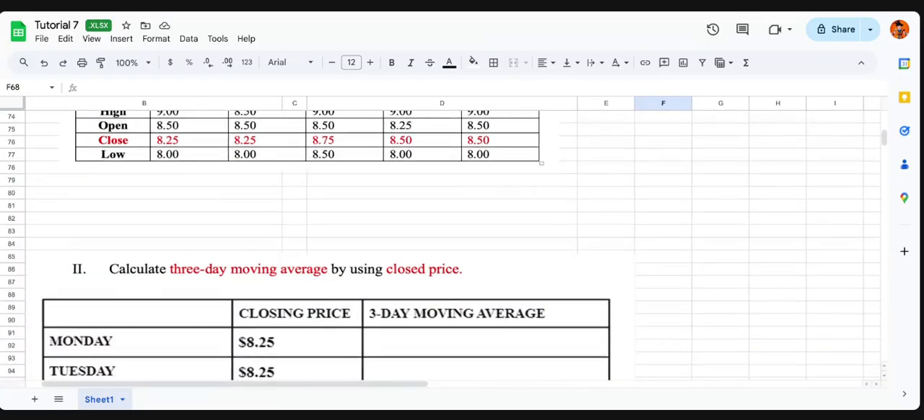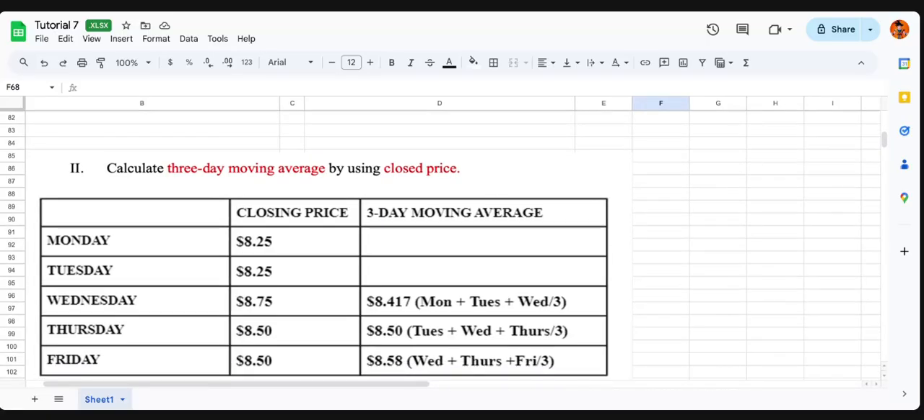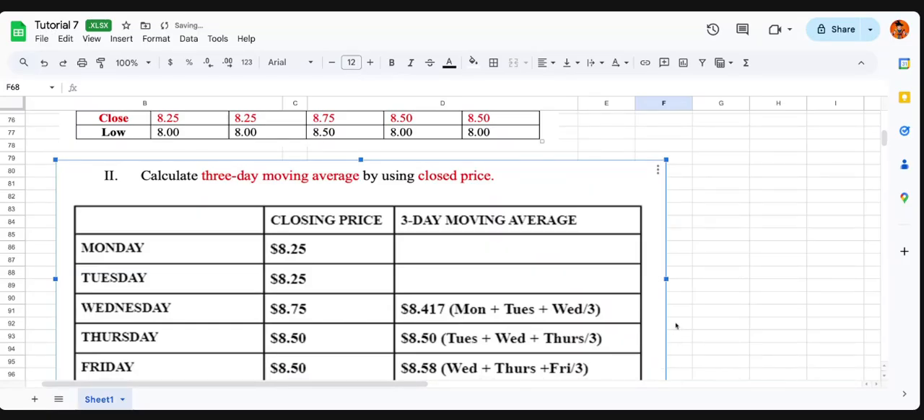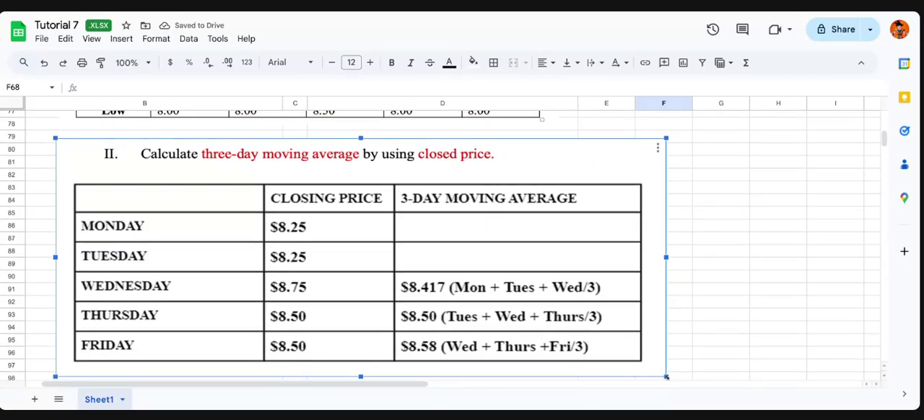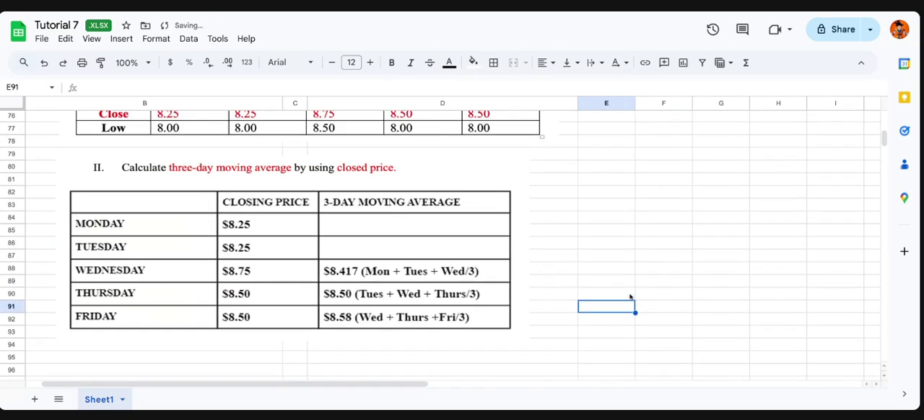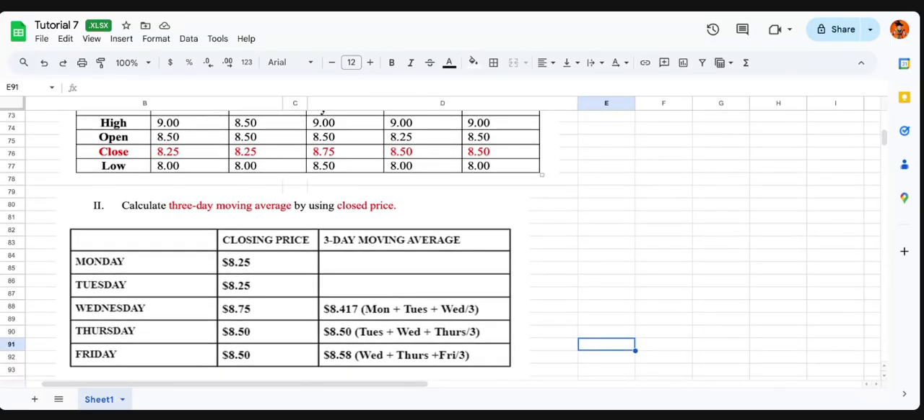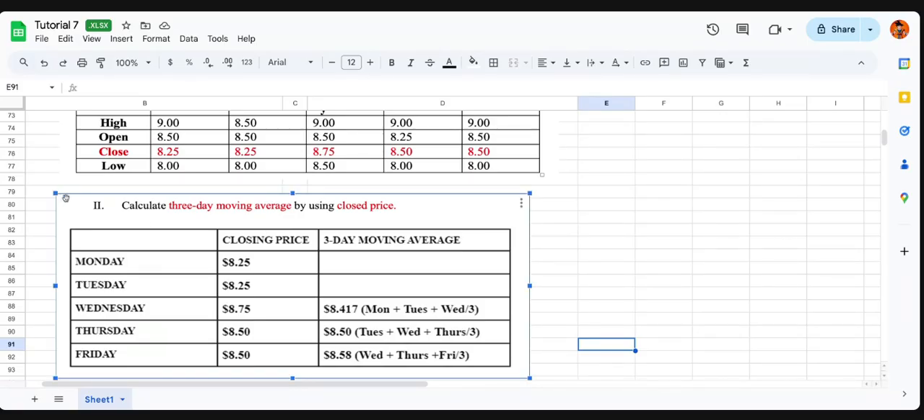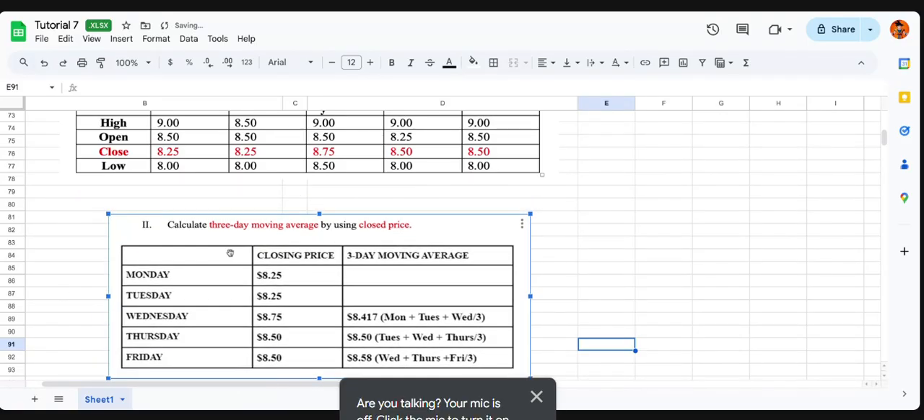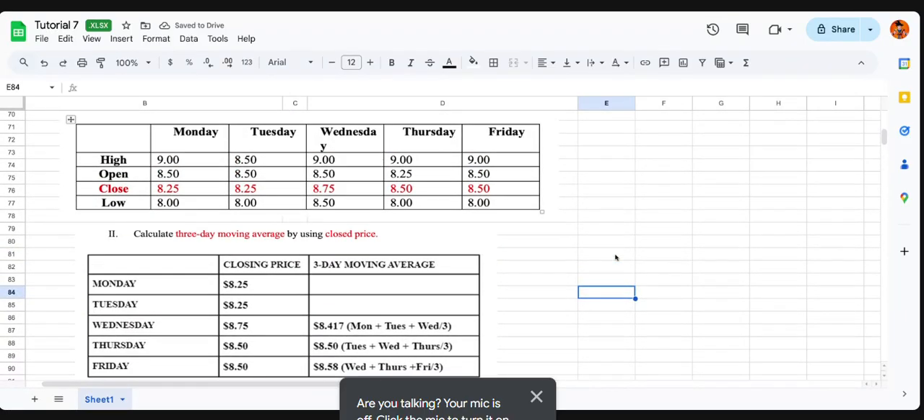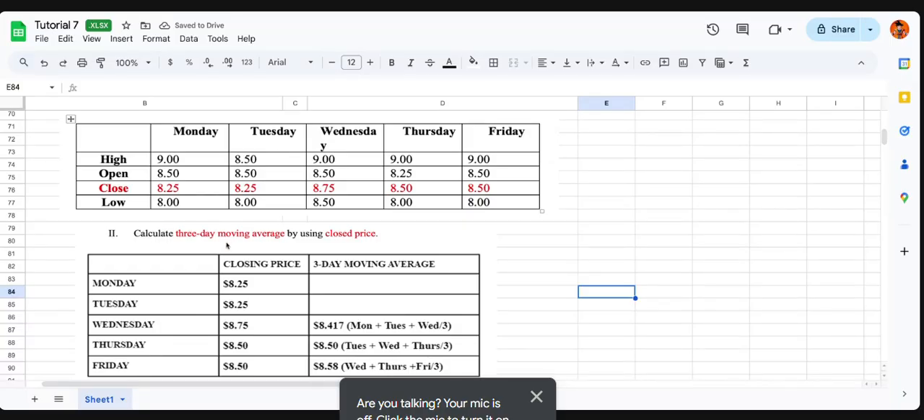The next part of the question asks you to calculate the 3-day moving average. Remember just now I showed you all the moving average lines. The line is constructed using the average. I showed you the 30 days moving average, 90 days moving average. Luckily nowadays you don't have to calculate yourself, but in this case, for familiarity purposes, they ask you to calculate the 3-day moving average by using the closing price.